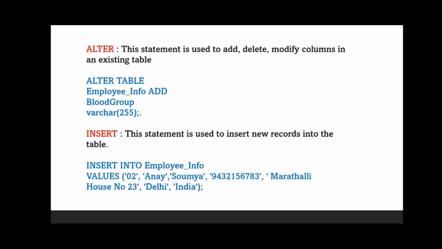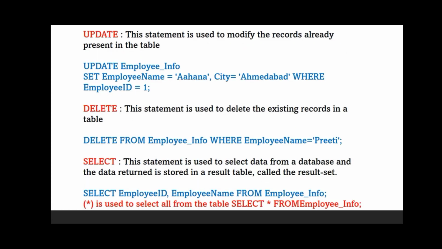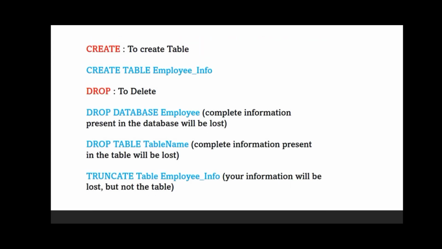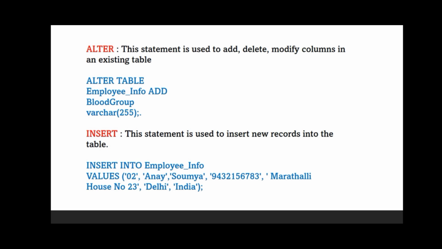Next is insert, for inserting new records, which is insert into, then the table name, then values, then put a bracket with single quotes. The first one here is what? Employee ID, which is a character numerical. So we need to insert, in single quotes, the employee ID, then the employee name. All the data should be inserted in single quotes. After closing the bracket, also put a semicolon. This statement is used for inserting a new record.